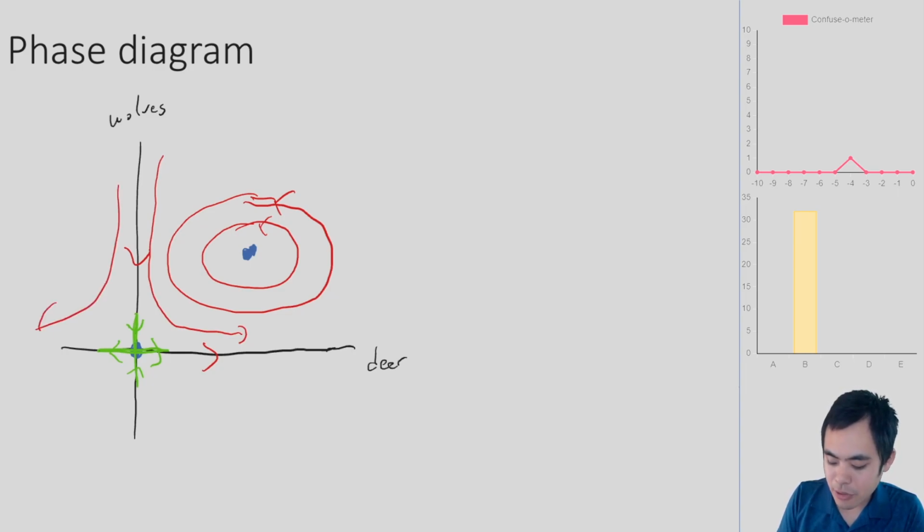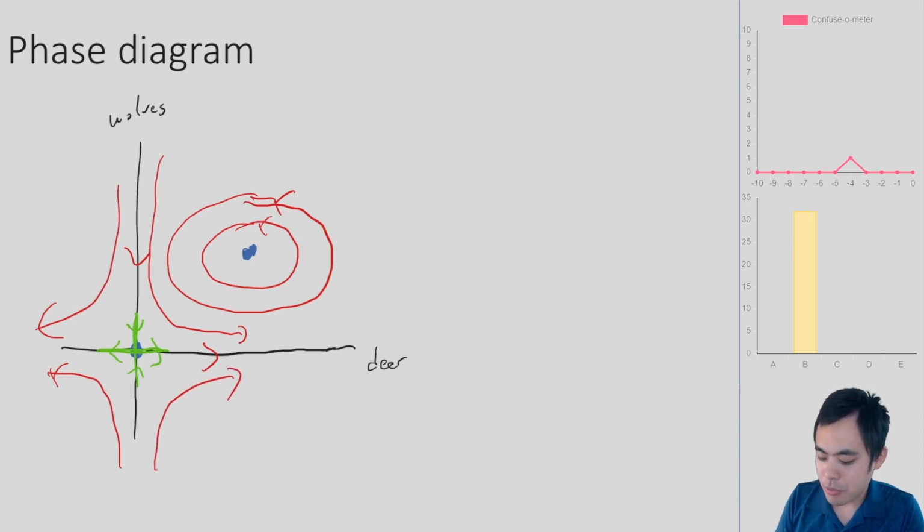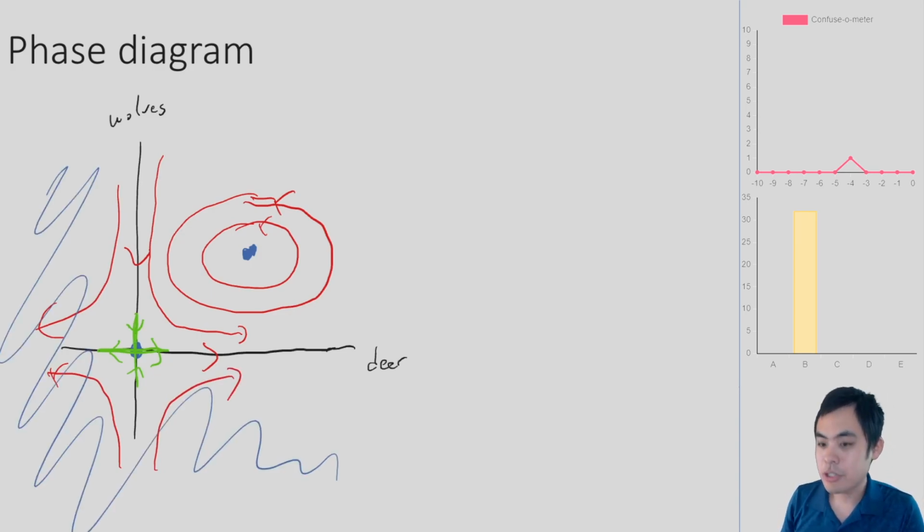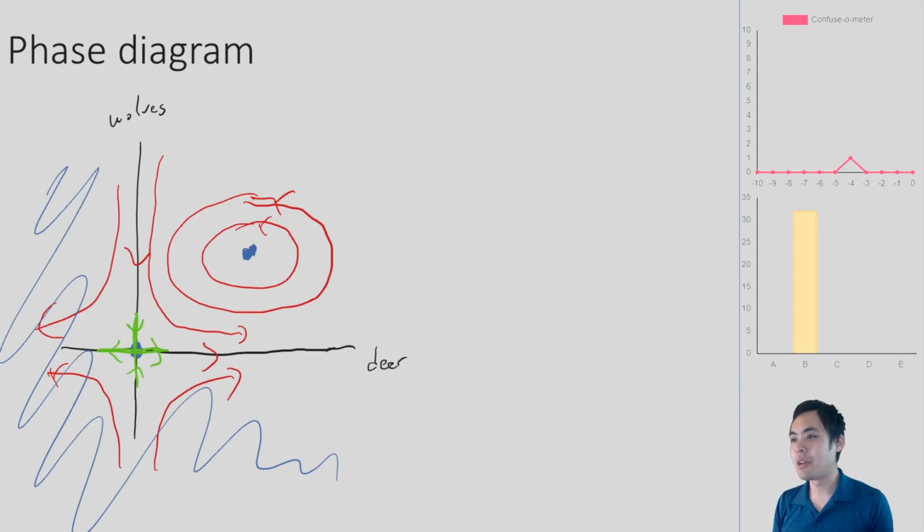And of course, we have other stuff going on here in the other quadrants. But it's important to remember that this is all not physical because you can't have negative numbers of wolves or deer. And so what you're left with is a phase diagram where things seem to be going around in circles.